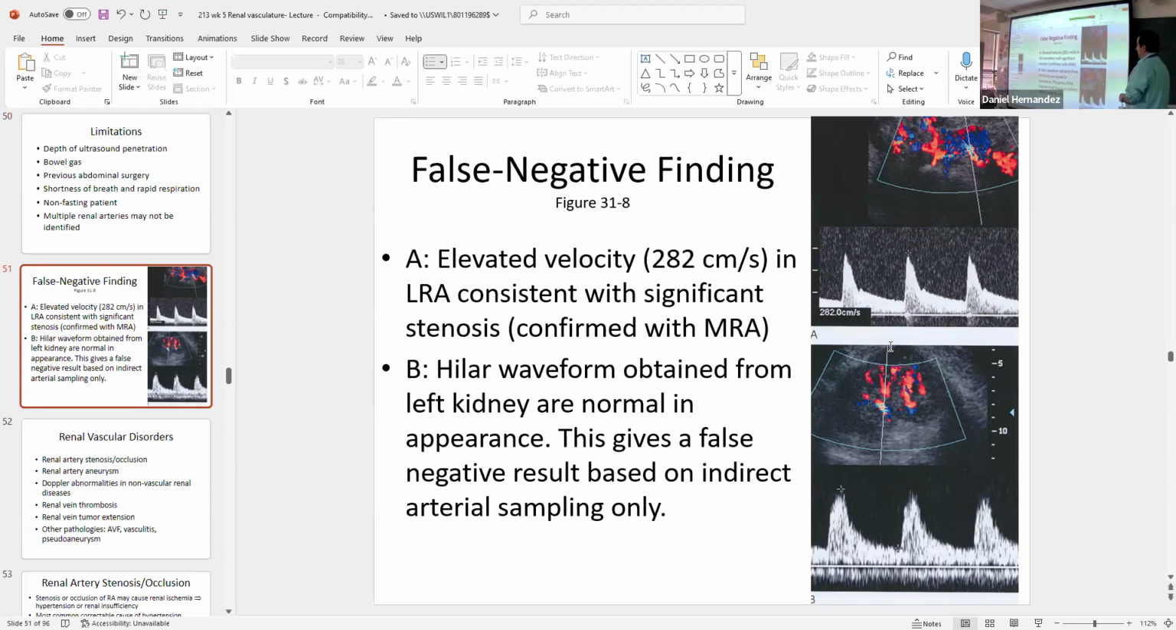So in this case, they saw elevated velocities in the left renal artery consistent with a significant stenosis. In this case, the hilar waveform obtained from the left kidney is normal in appearance. And this gives a false negative appearance based off of the indirect arterial sampling. They actually had a significant lesion, but those intrarenals demonstrated a normal looking intrarenal vessel.